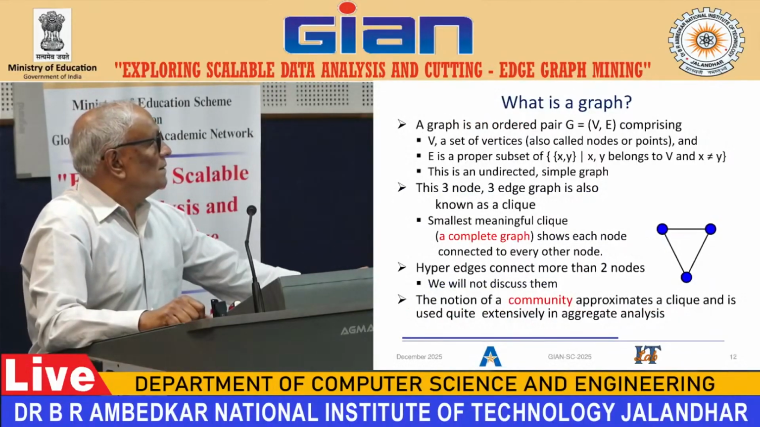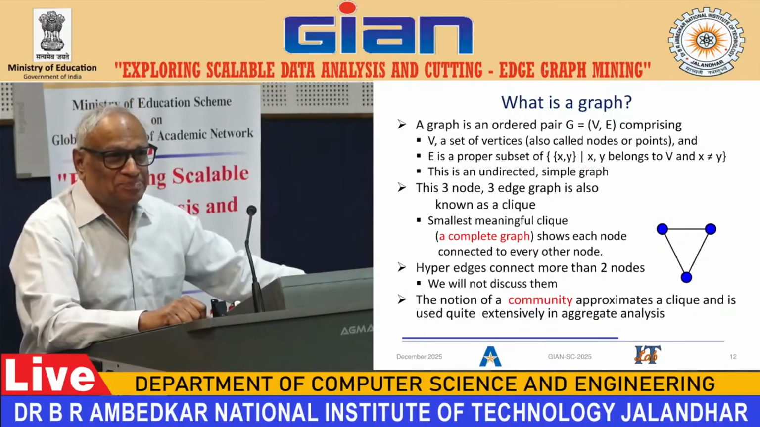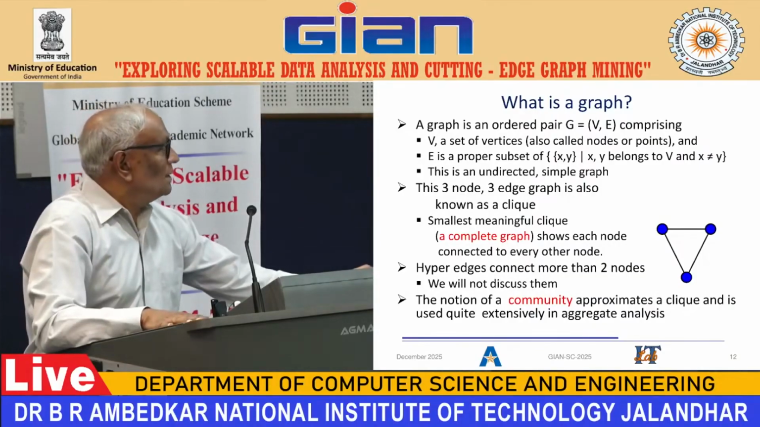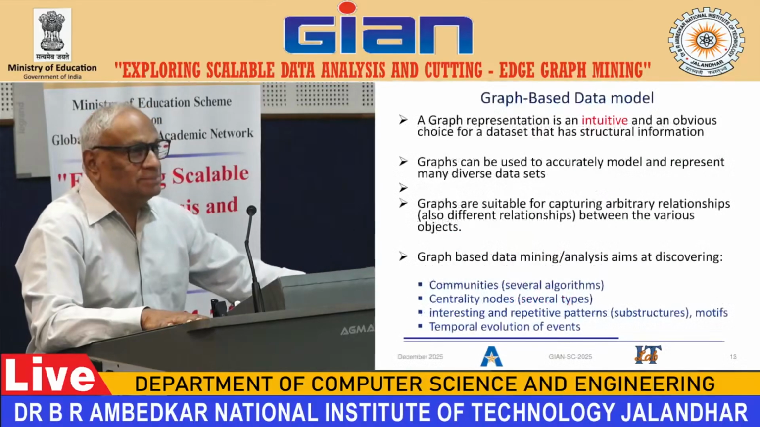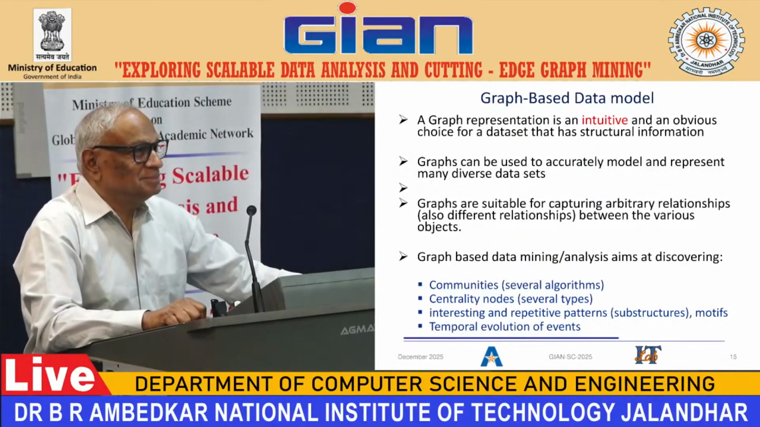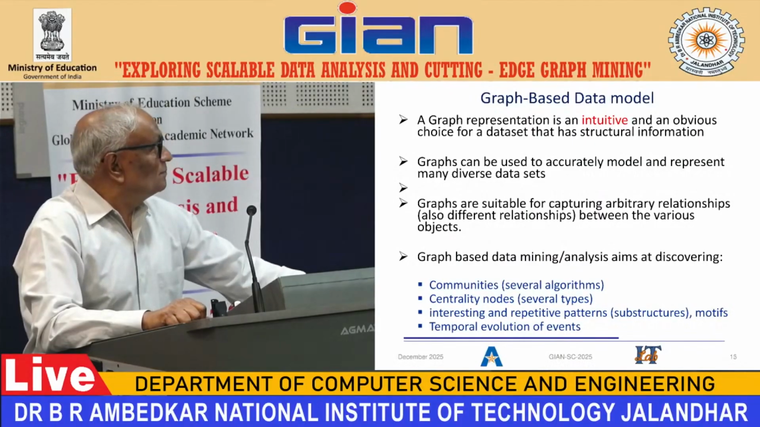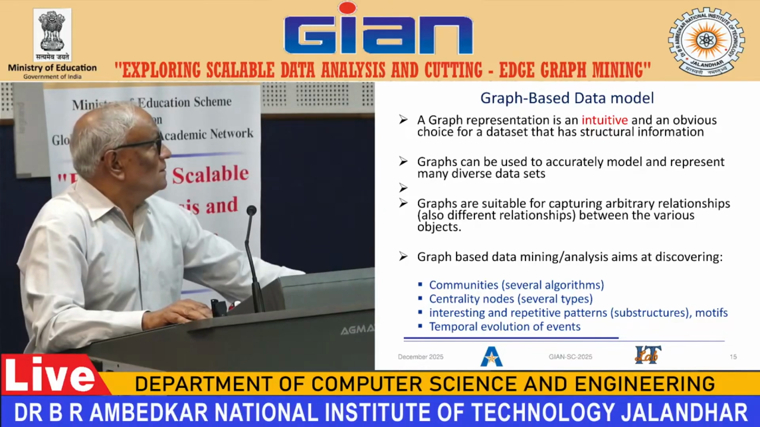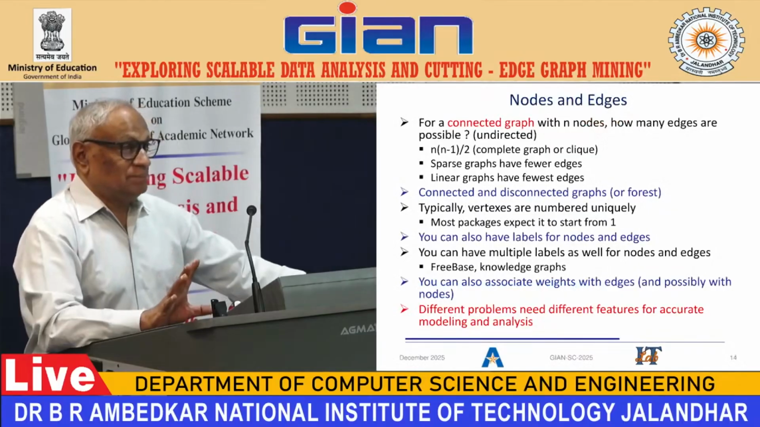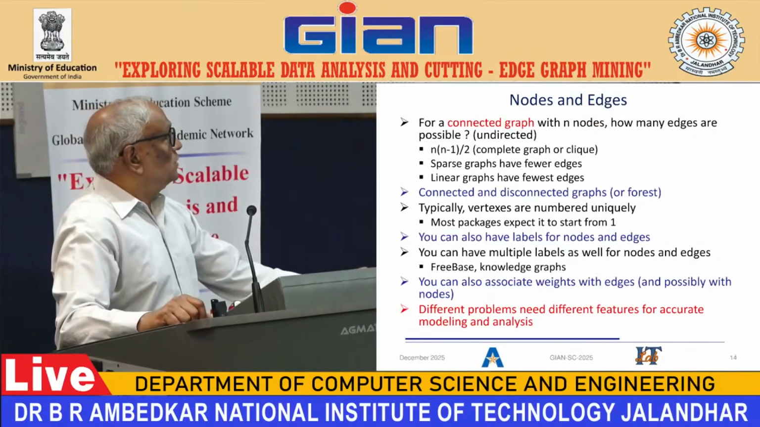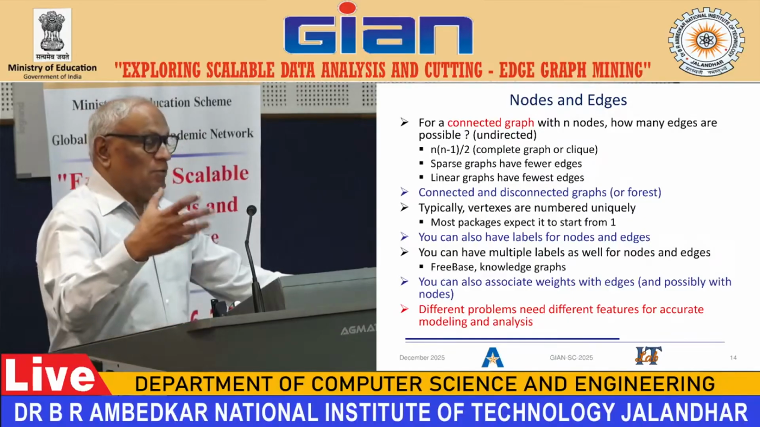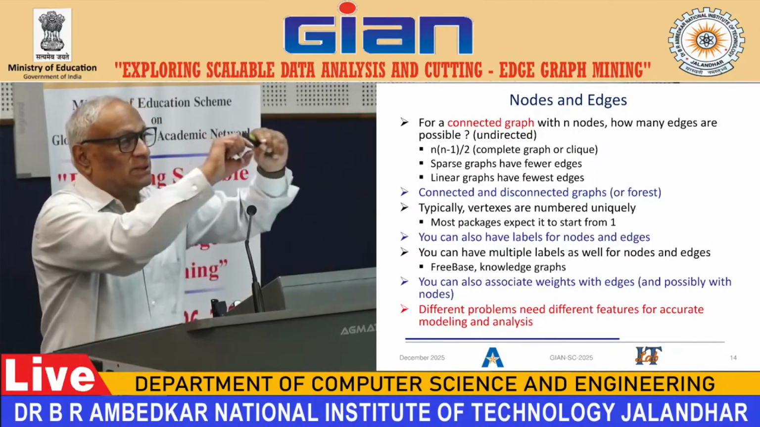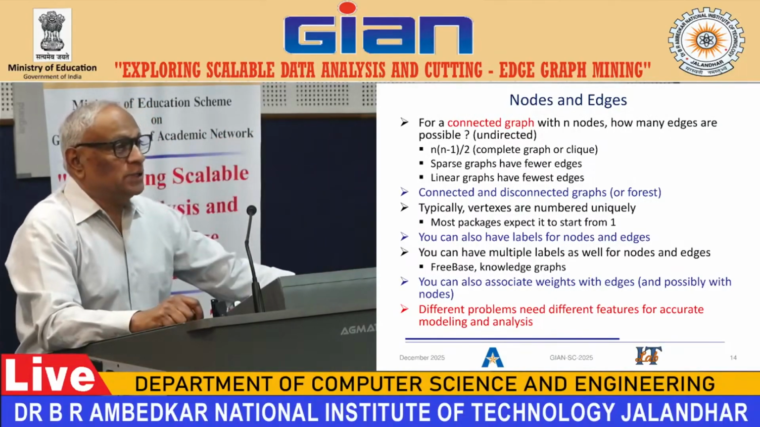So the question is, how do you generalize it? If you have n nodes, how many edges can you have, undirected? n into n minus 1 by 2. That is what a complete graph is. There is also the notion of sparse graphs that have very few edges. Linear graphs also exist, where linear means the nodes are connected one to the next.